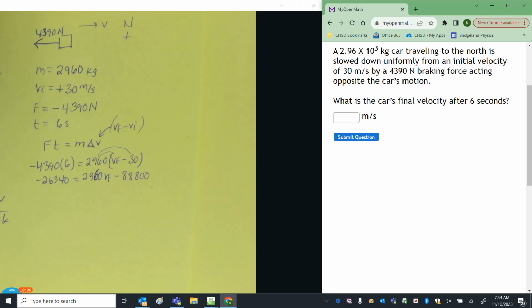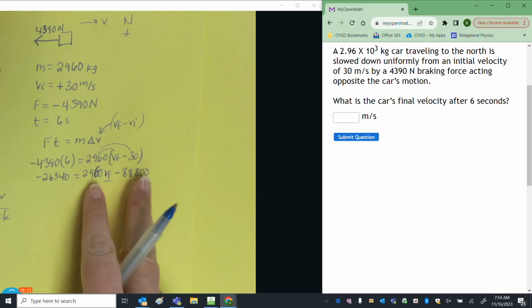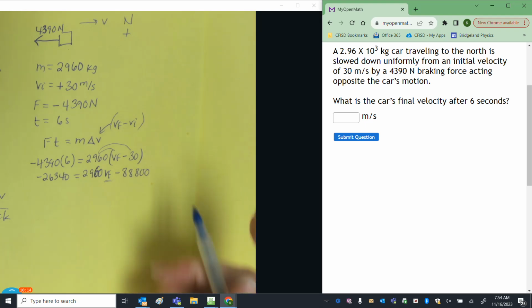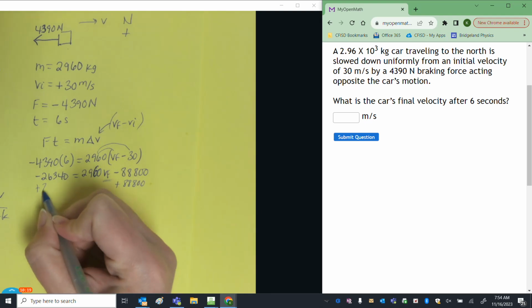Okay, from here, again, I need to isolate this variable, so I need to move this over here. These are not like terms. Please do not attempt to subtract them. Okay, we're going to add 88,800 to both sides.